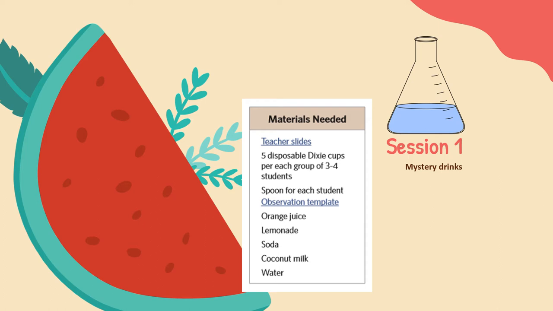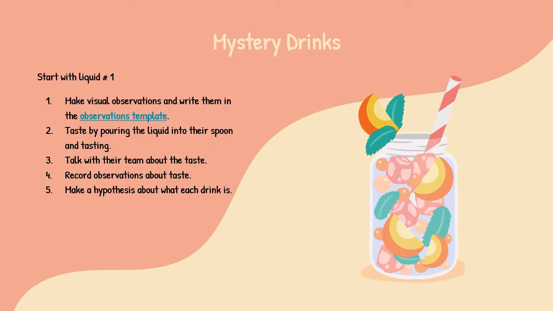So there's some materials that you would need to gather before you're able to actually implement this session. And this is also a session that can be done pretty easily in the home space by having students investigate different liquids around the house. So in this session, students are going to start with one liquid, make visual observations about that liquid, taste it by pouring a little bit into their spoon and tasting, talk with their team about what they taste, and then record observations about what they taste. They're also going to make a hypothesis about what each drink is. So they pretty much move through each mystery drink and talk through it with their team.